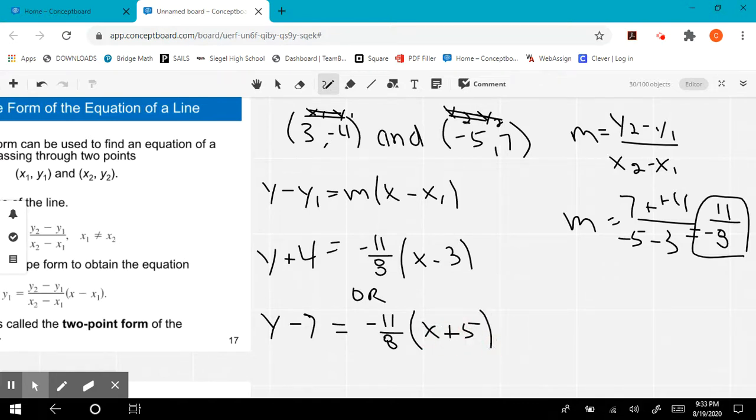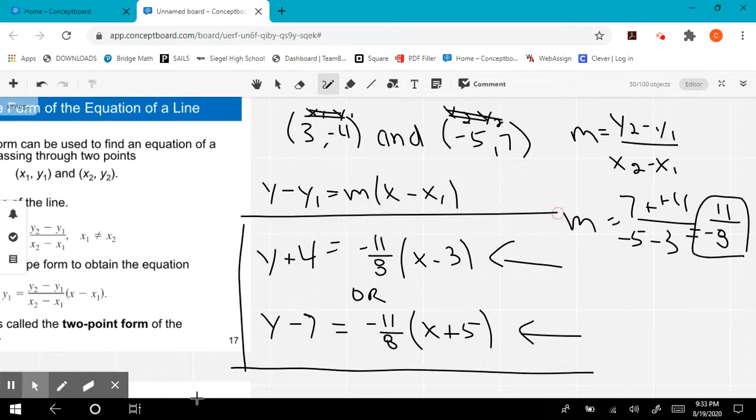These are both the same equation. They are both correct and in point slope form. Now, if we were to simplify these and solve it for y like we did in the other, what you would notice is they would simplify to the same thing and show you that they are the same line. But right now, we're just going to leave them in point slope form.